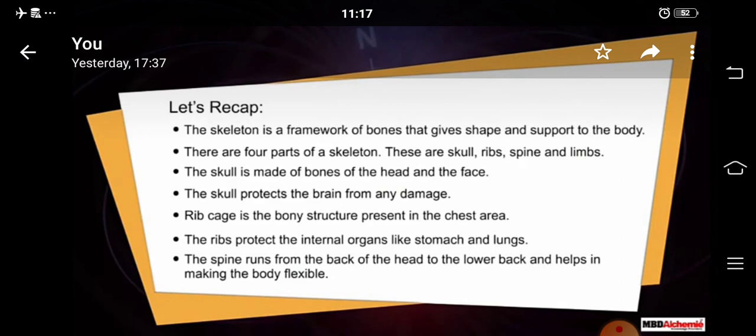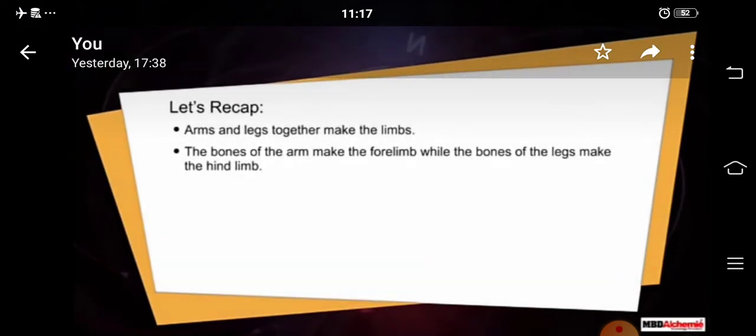Rib cage is the bony structure present in the chest area. The ribs protect the internal organs like stomach and lungs. The spine runs from the back of the head to the lower back and helps in making the body flexible. Arms and legs together make the limbs. The bones of the arm make the forelimb while the bones of the legs make the hind limb.